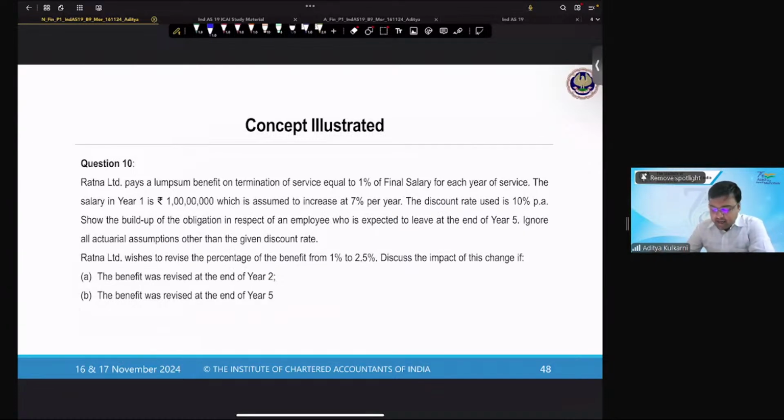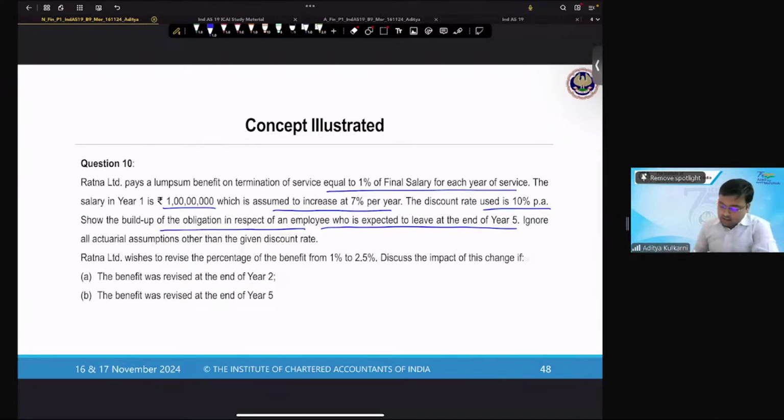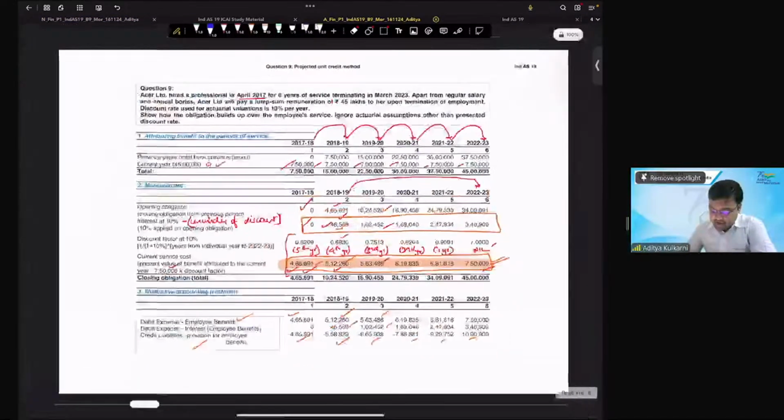Ratna Limited pays a lump sum benefit on termination of service equal to 1% of final salary for each year of service. The salary in year 1 is rupees 1 crore, assumed to increase at 7% per year. Discount rate is 10% per annum. Show the buildup of obligation in respect of an employee expected to leave at the end of year 5. Ignore all actuarial assumptions other than the given discount rate. Ratna wishes to revise the percentage of benefit from 1% to 2.5%. Discuss the impact of this change if the benefit was revised at the end of year 2 or at the end of year 5. Okay. So let us check this. Simple question.